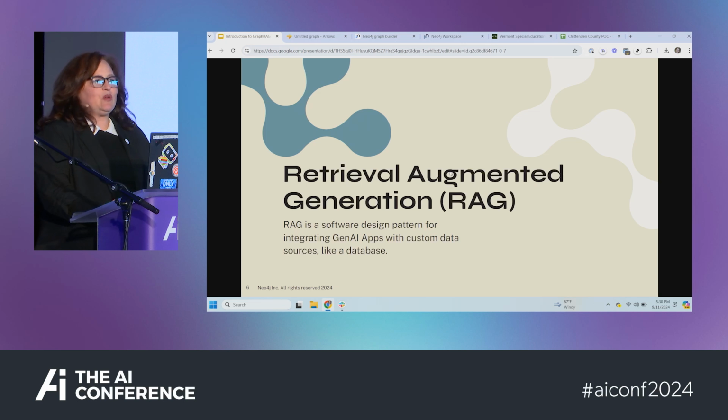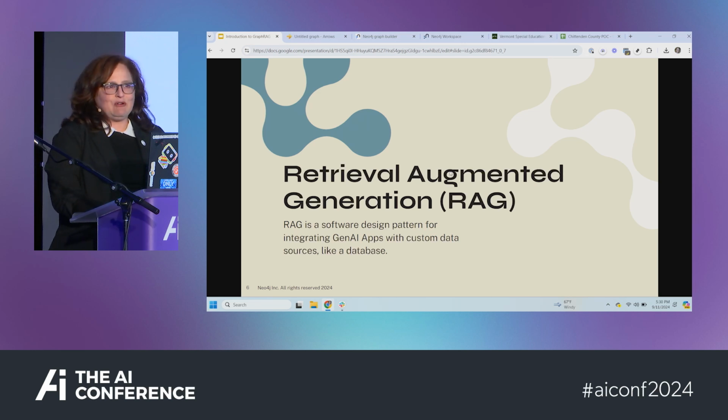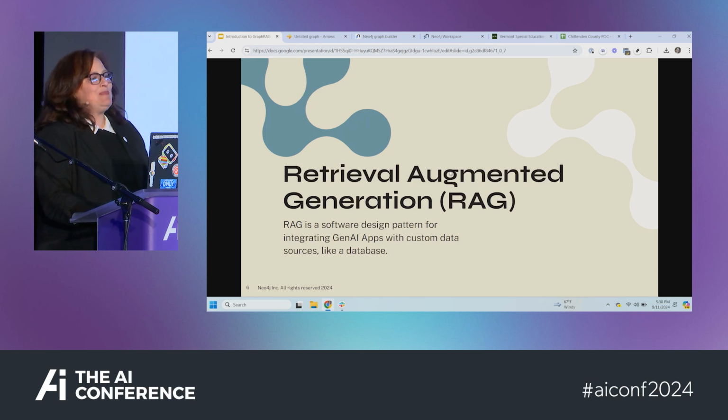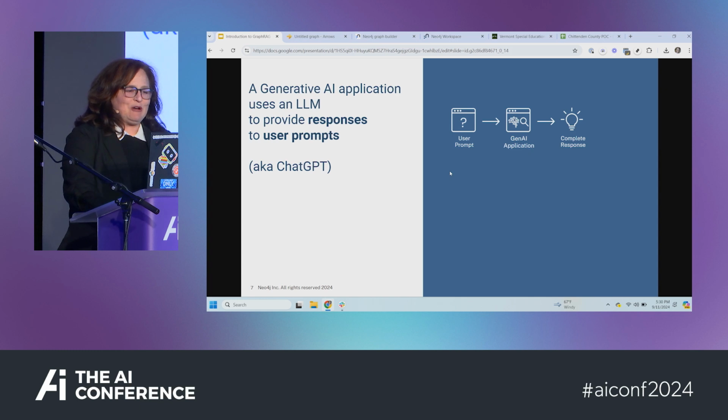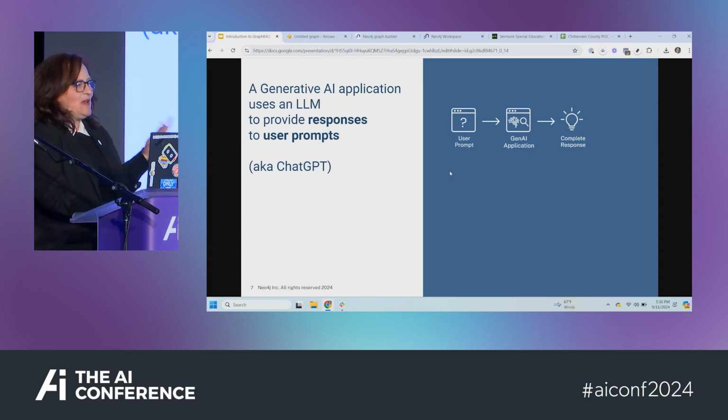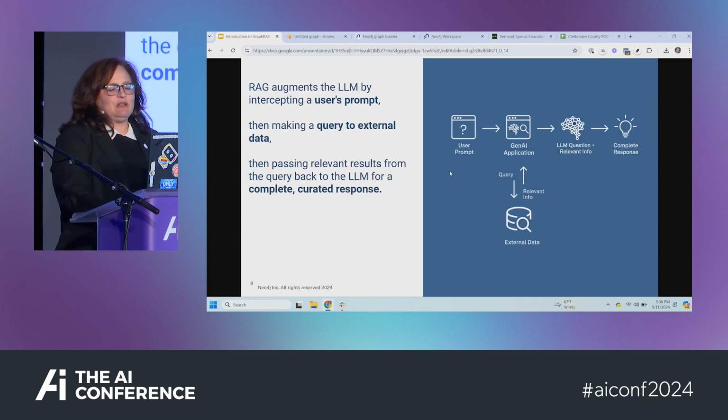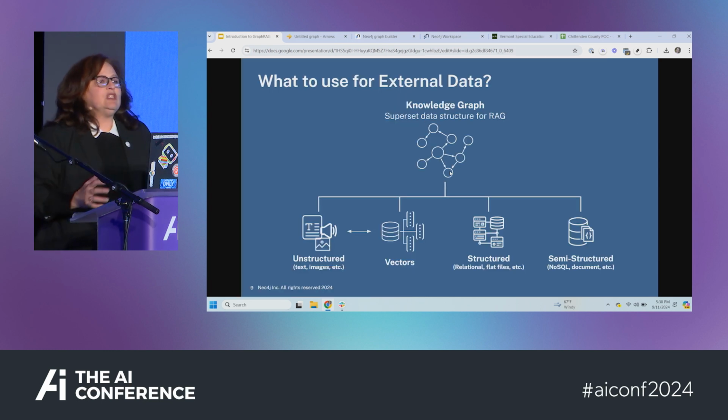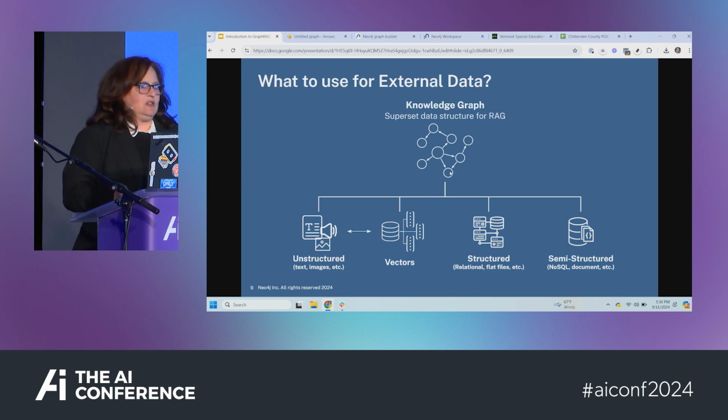So obviously we're talking about retrieval augmented generation, which everybody has spent quite a bit of time with over the last year, I'm sure. We recognize that we have the prompt, we've got the application, but we really want to ground it in something. We want to ground it in some sort of external data. But the question is, what do you use for that external data?